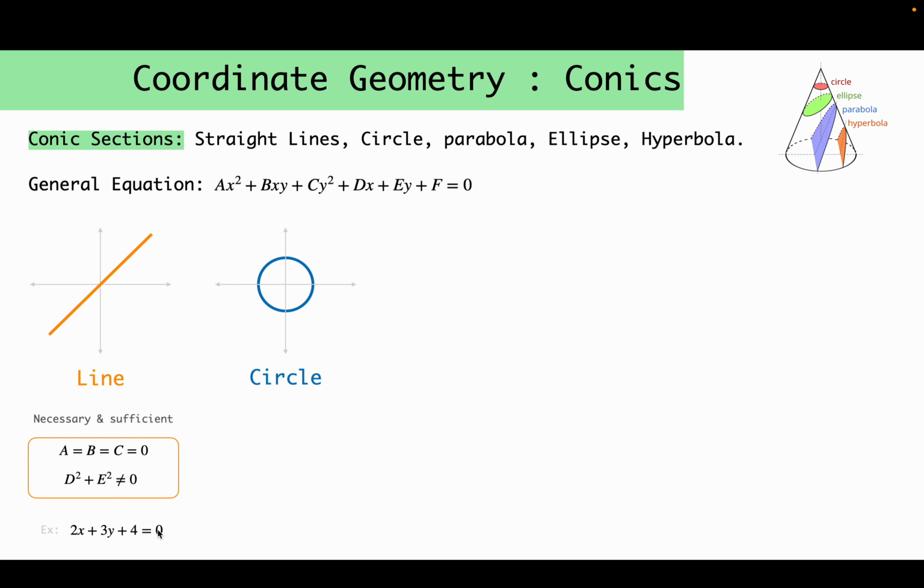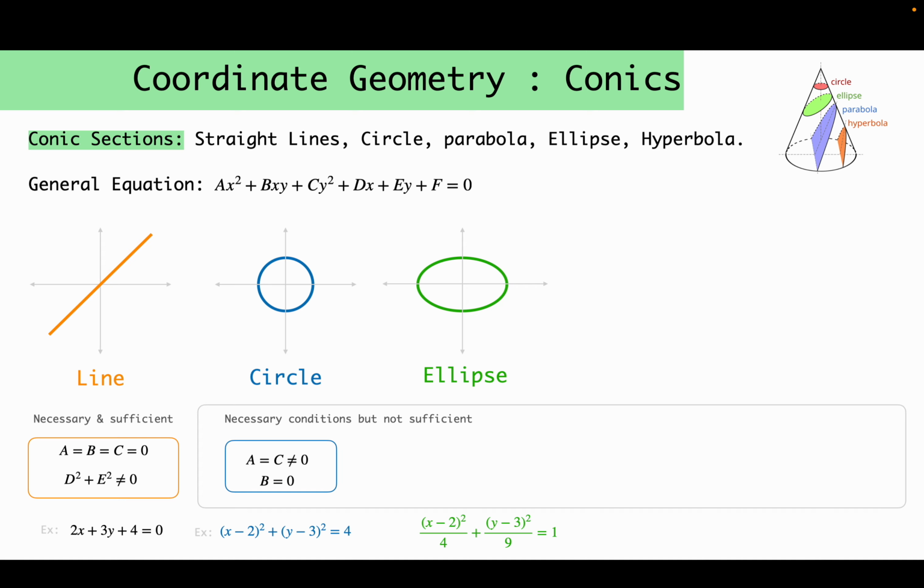So let us see one other conic, which is a circle. The necessary conditions for a particular general equation to be a circle are as follows: the coefficients of a and c should be the same, and the b term, the cross term, should be equal to 0. And this is the necessary condition, but we also have sufficient conditions, which we'll see soon.